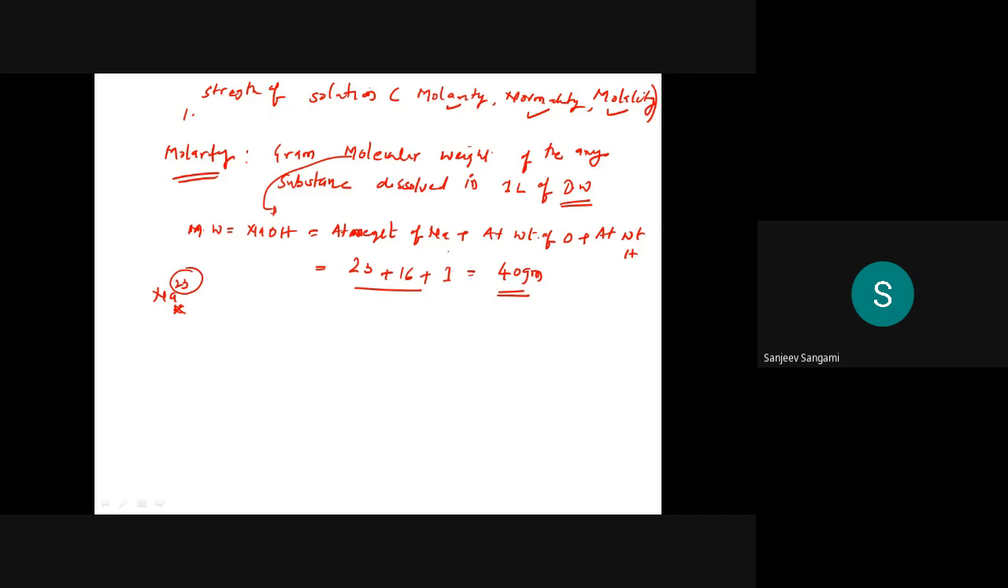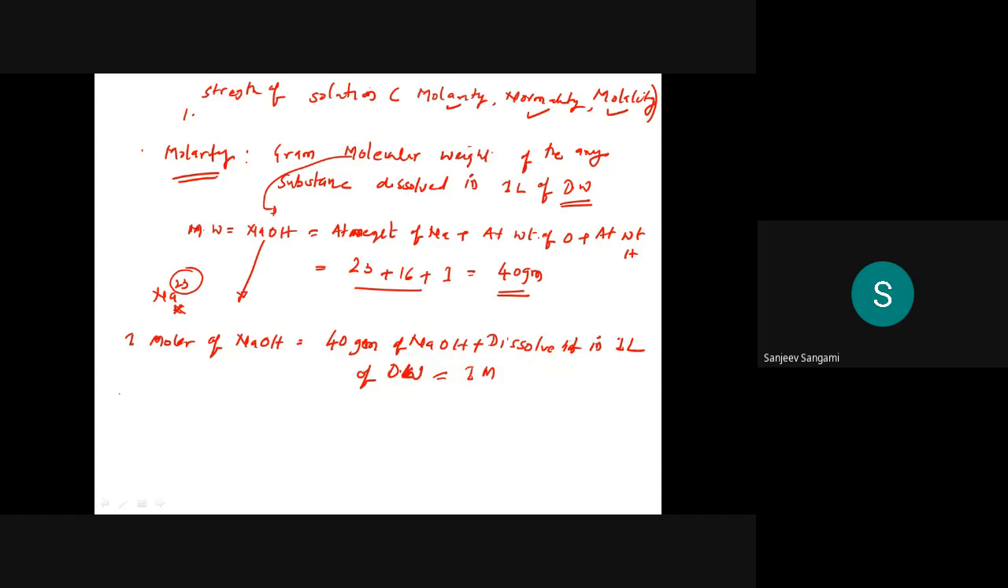So then what you have to do is, if you want to prepare 1 molar NaOH, that is the strength of the solution, we have to weigh 40 gram of NaOH in a weighing balance, then dissolve it in 1 liter of distilled water. If you dissolve it, then you will get 1 molar.